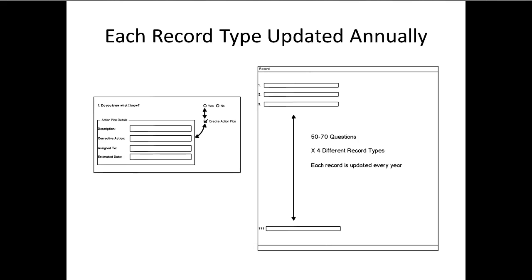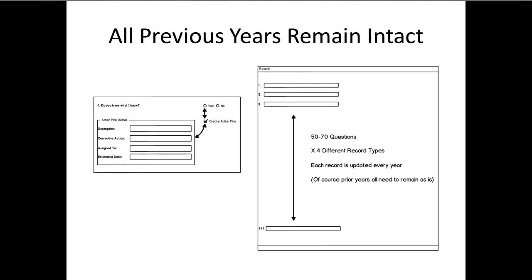Every year the audits are updated. So question 1 might have new text year over year, and that's fine, but that's times 4. So you're talking about anywhere from 200 to 300 questions that you have to maintain and track and make work.